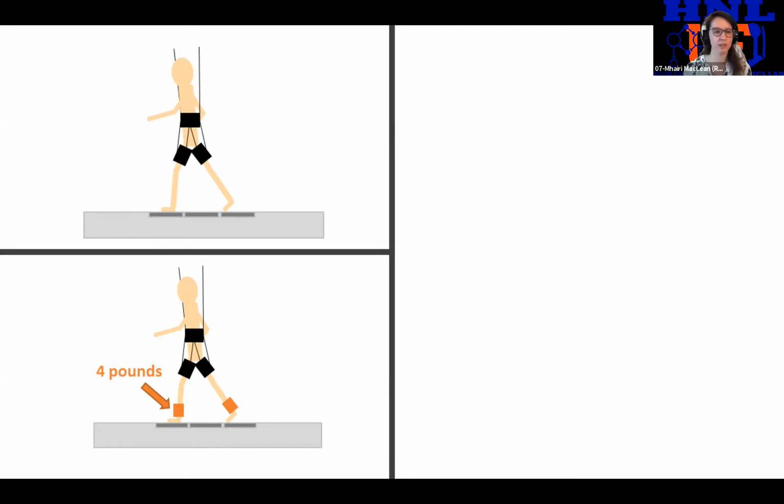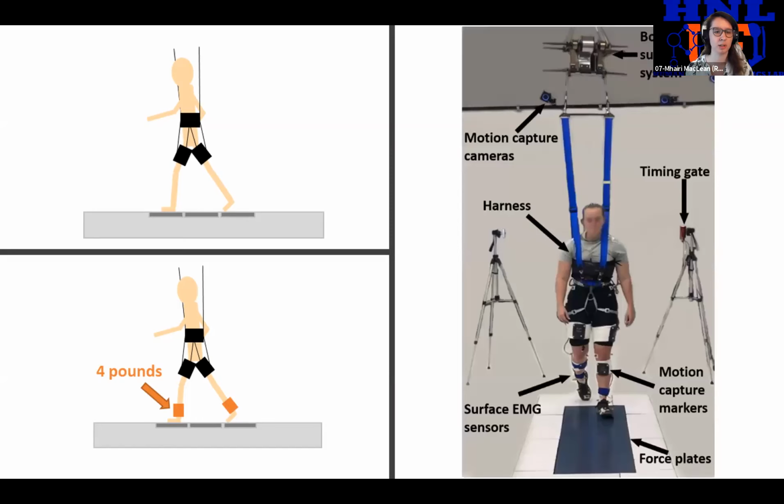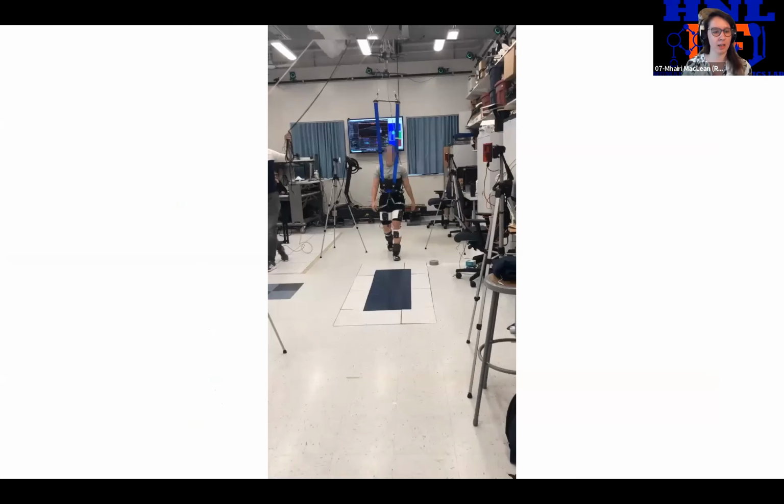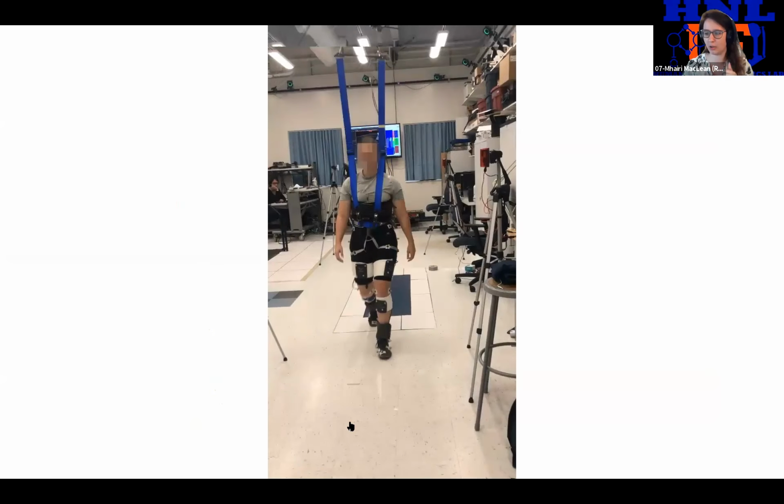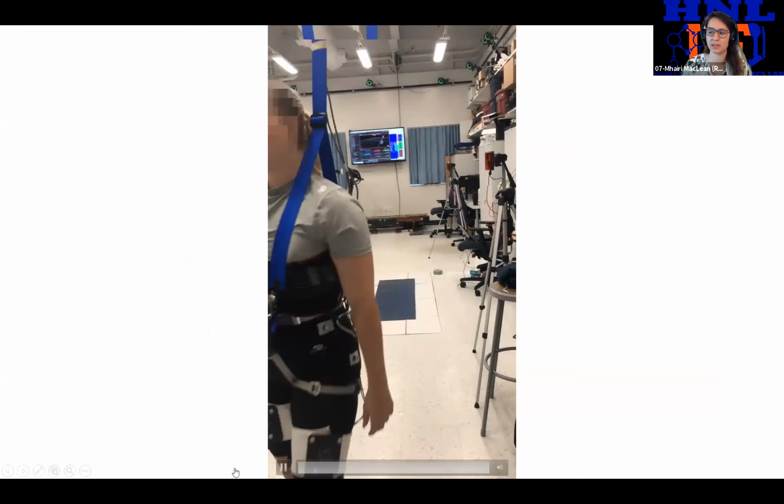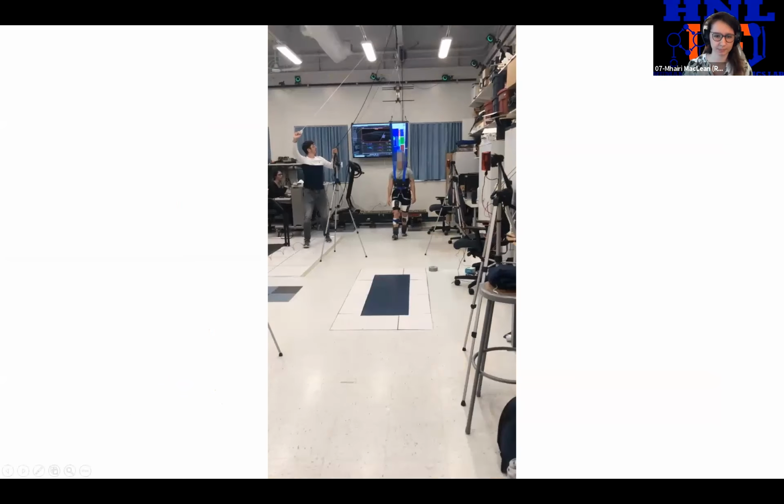So our experimental setup used a body weight support system that we built, motion capture and force plates that we didn't build, we just bought them, and a timing gate to control for speed, so we were walking at 1.2 meters per second. This is a video of someone walking, and you can see the ankle weights on the feet, and this is at about 0.75 gravity.